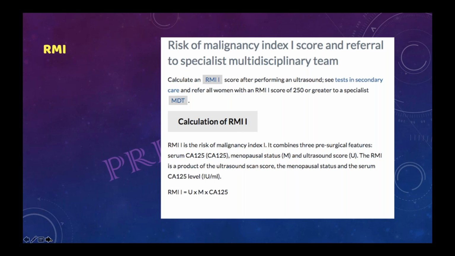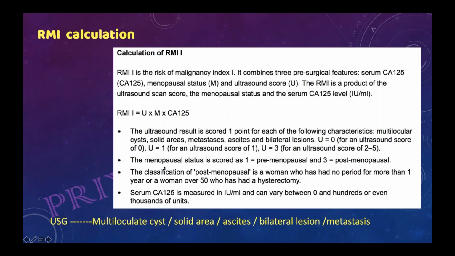So this is the way the calculation is done. U is the ultrasound score. Now, what mistake people usually make here, I'll speak about that. When they give you an ultrasound scan in your question, you have to find out these 5 things: multiloculated cyst, solid area, ascites, bilateral lesion, and metastasis.